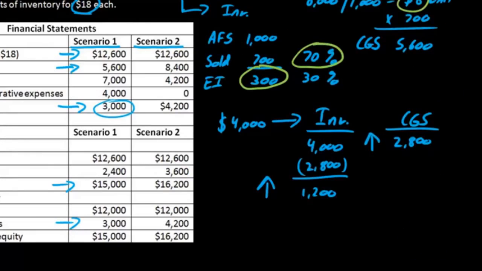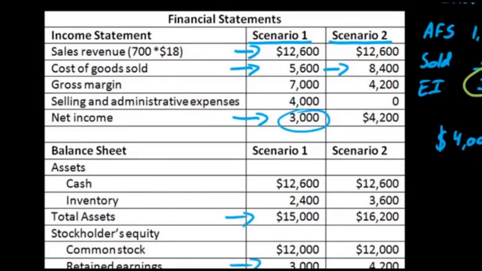And so notice if we classify this $4,000 cost as a product cost, inventory is going to be 1,200 higher and cost of goods sold is going to be 2,800 higher. But we will have no selling and administrative expenses because it wasn't an expense. It was classified as a product cost. So let's look at the financial statements. So the revenue would be the same. Cost of goods sold would go up from 5,600 to 8,400, and that's a $2,800 increase.